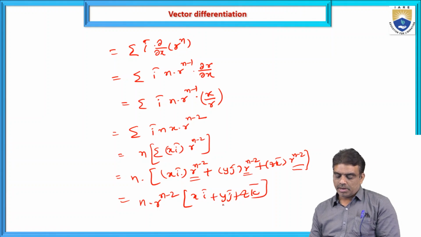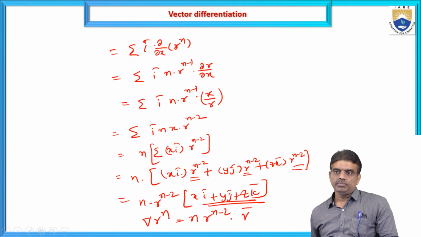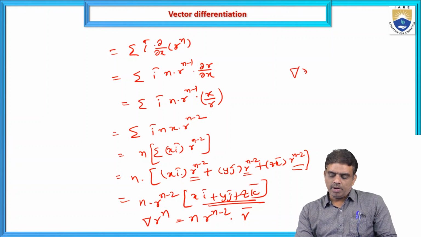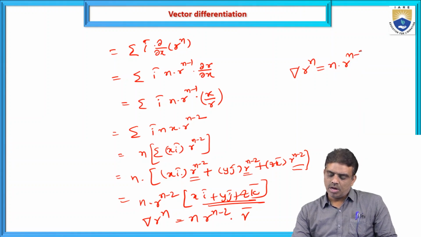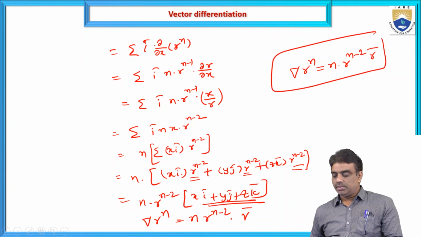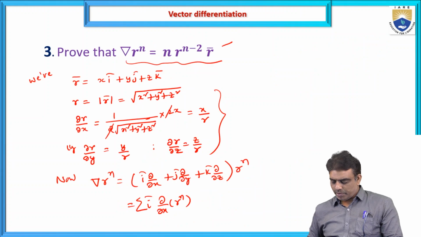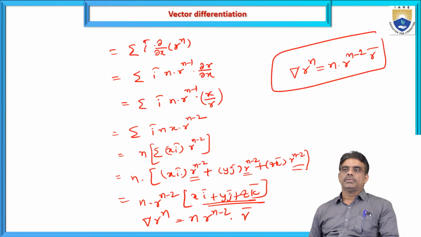But what is x i bar plus y j bar plus z k bar? That is n into r power n minus 2 into this whole thing, which is r bar, that is equal to grad r power n. So what is the value? Grad r power n is equal to n into r power n minus 2 into r bar. That is the result. n into r power n minus 2 into r bar. That is the required result.